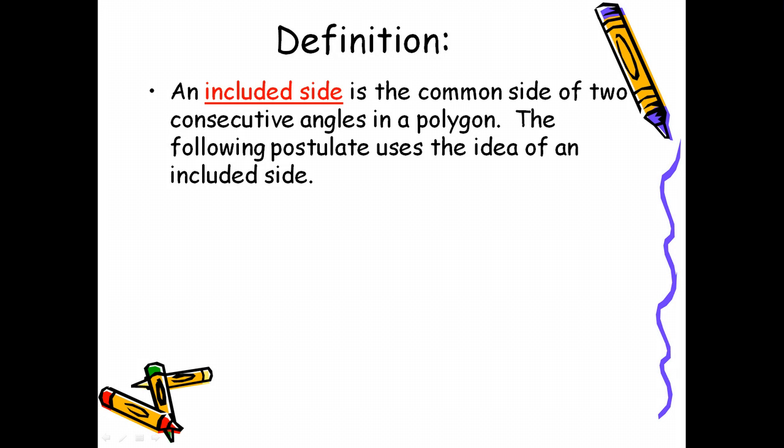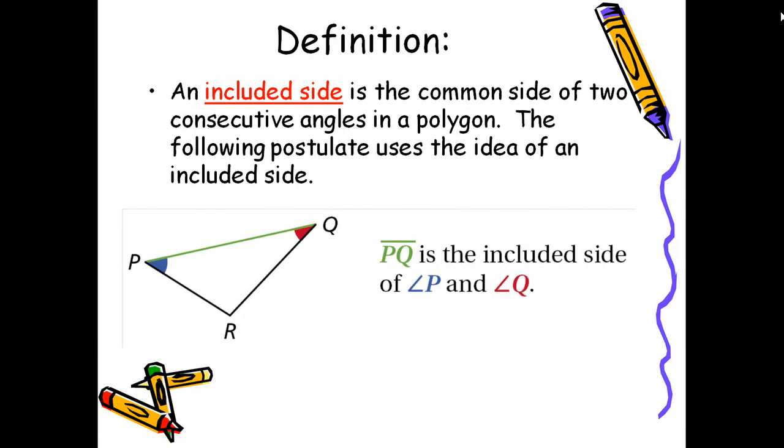So let's start with included side. An included side is the common side of two consecutive angles in a polygon. The following postulate uses the idea of an included side. PQ is the included side of angles P and Q. So it would be the side that touches the vertices of the two angles you're looking at.